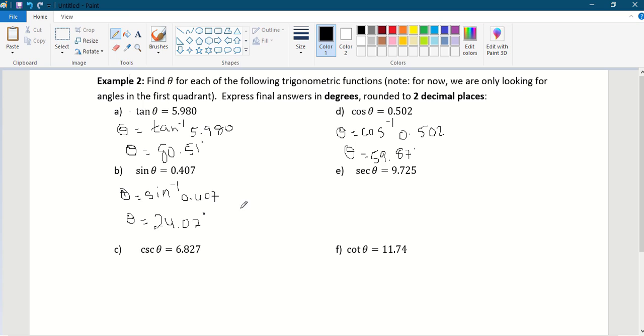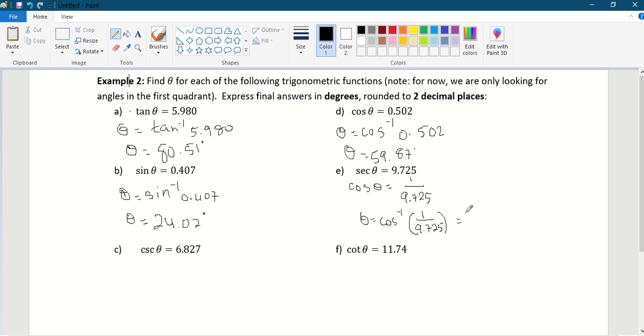Okay. Now here for these ones, for the other three, we cannot just punch in the calculator theta equals secant inverse 9.725, because the calculator does not have a secant key. So first thing we'll do is, we know secant is the reciprocal of cos. So I'm going to write something like this. I'll say cos theta equals 1 divided by 9.725. And then theta will be cos inverse bracket 1 divided by 9.725 bracket complete.